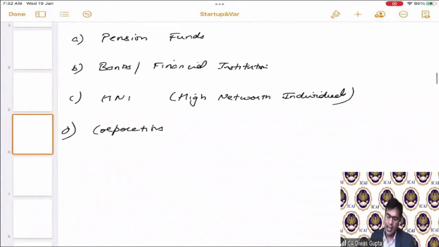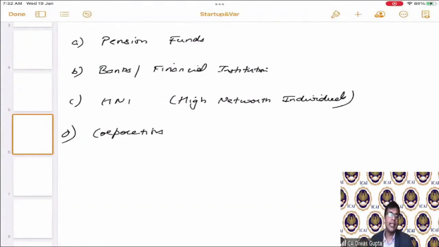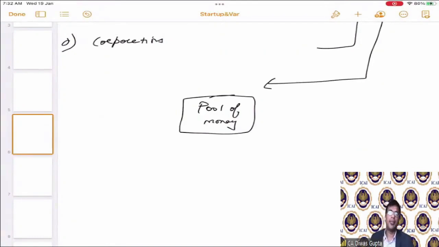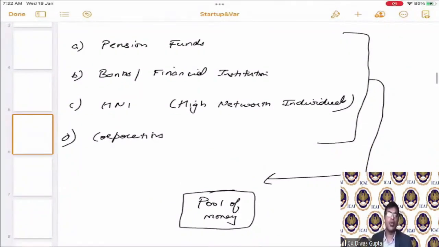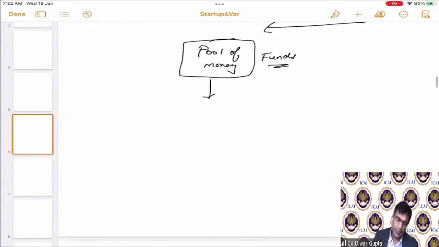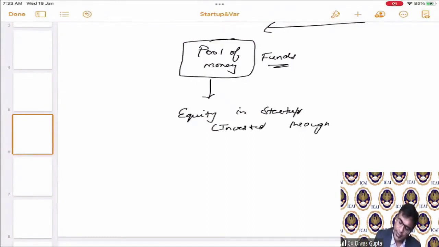So anyone who has a good amount of cash to invest will come all together and create a pool of money through whatever form they want to put. Correct? So let's say this pool of money is created by the contributions from all of them. So basically these are funds. These are amounts that are there. Correct? And this pool of money will invest equity in startups. So through this pool of money, the investment will happen in the startups.